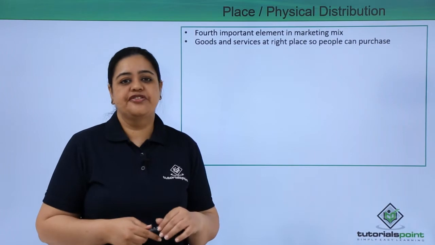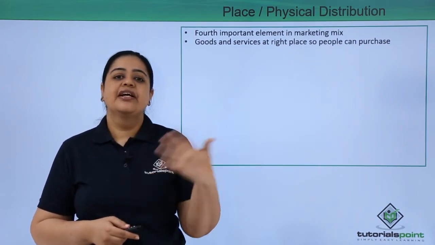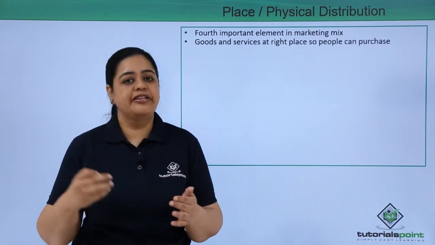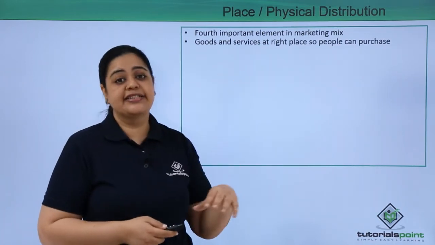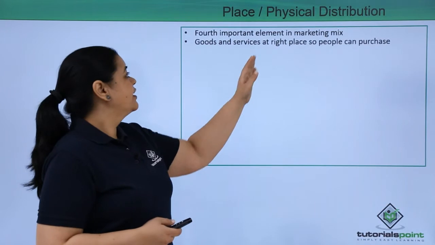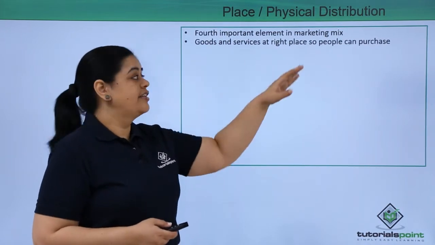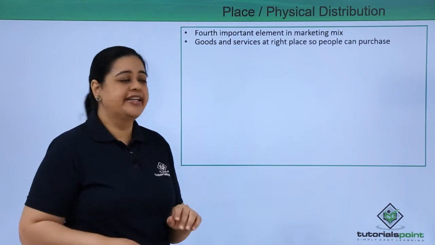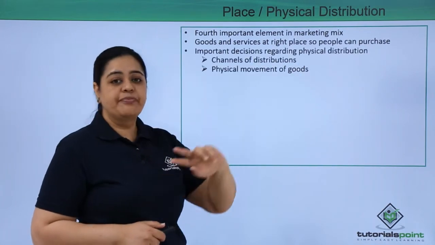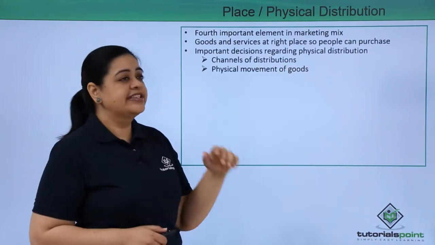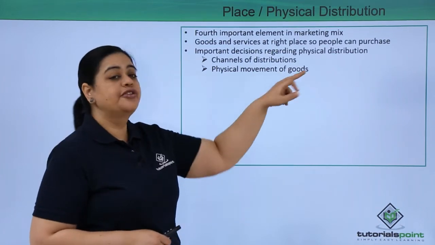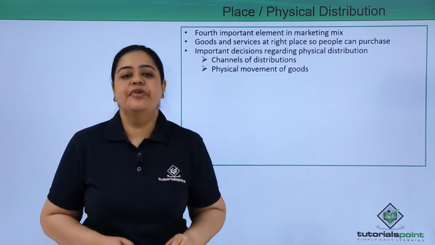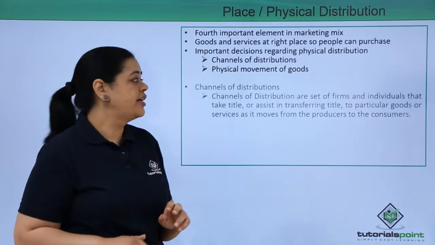So if there is a shortage of stock, or if it's not available, I will forget that company and maybe I'll have to buy from another company. Hence it becomes very necessary for a company that the goods and services are available at the right place so people can purchase those goods when they need them. Now, what are the two important decisions regarding physical distribution? First, what would be your channel of distribution? Second, the physical movement of goods from one place to another.